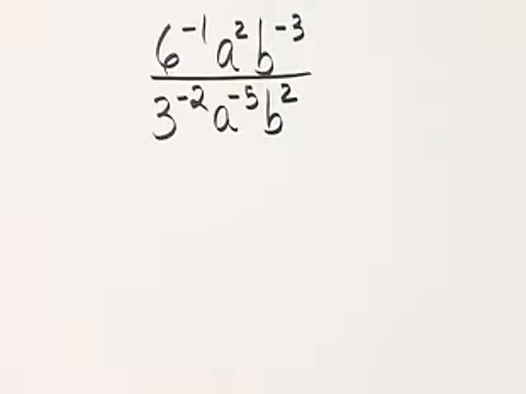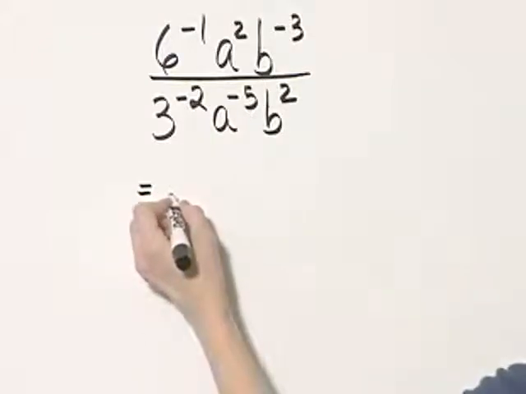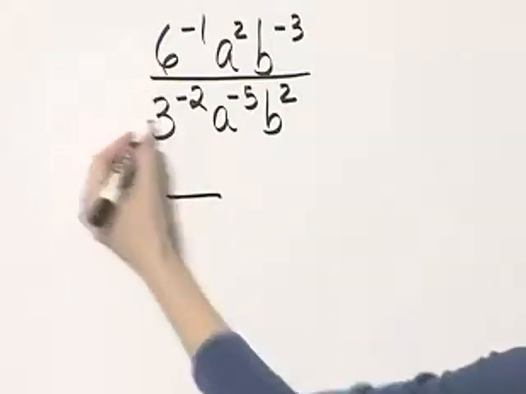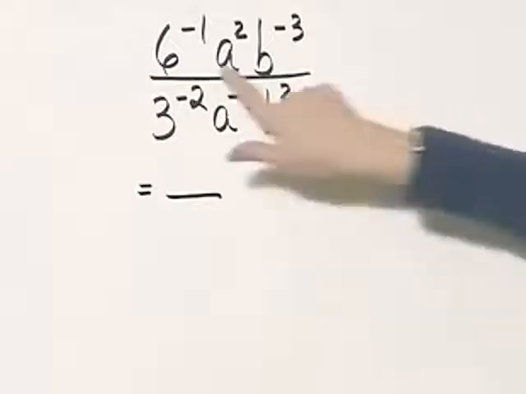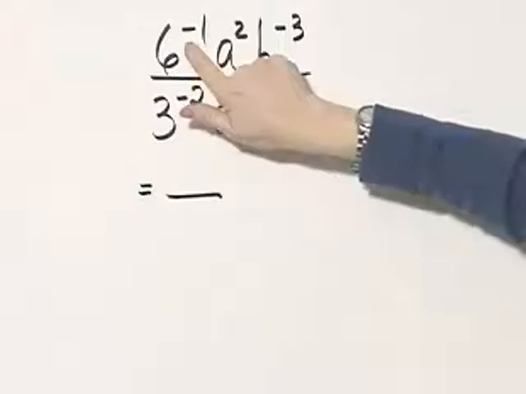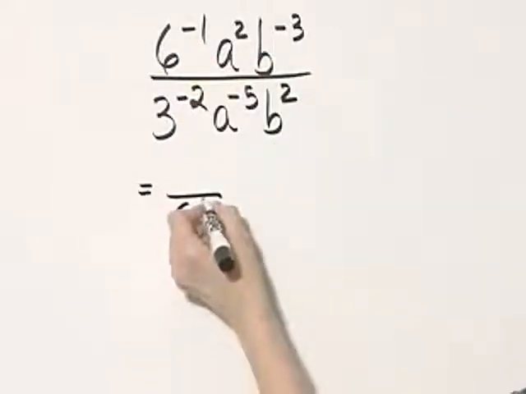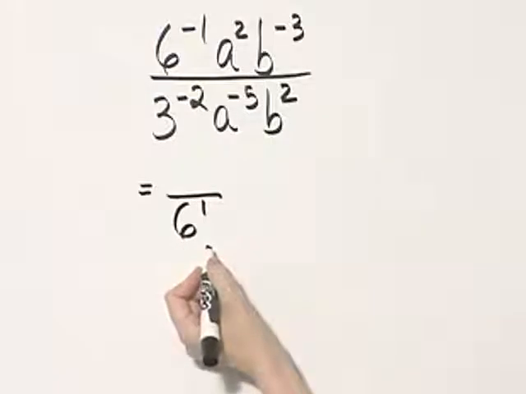How do we simplify this expression? Just remember your rules for exponents. I'm going to go ahead and work with these constant bases. In other words, this 6 to the negative 1 power in the numerator, if I move it to the denominator, it becomes a 6 raised to a positive power of 1.